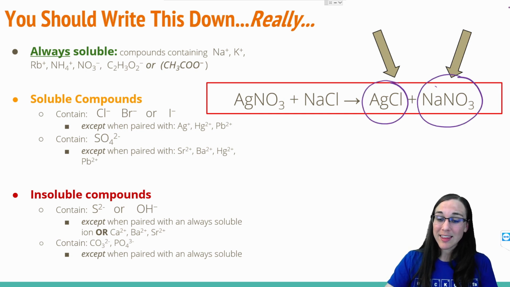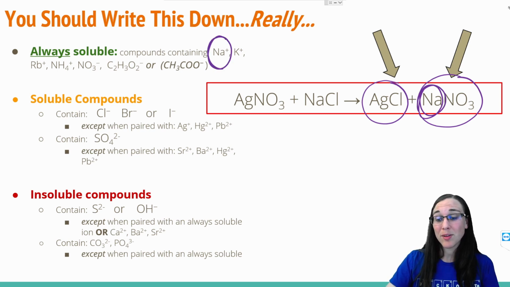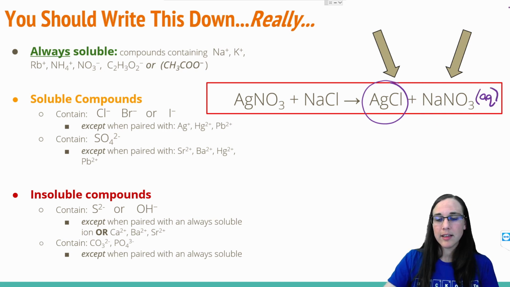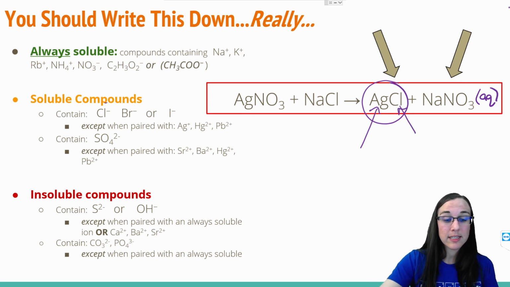We know that anything that has sodium in it is one of the always soluble ions. So sodium nitrate would have to be in solution, i.e. it would have to be AQ, aqueous. Let's try and find Ag or Cl in our solubility rules list. We see that soluble compounds contain chlorine.